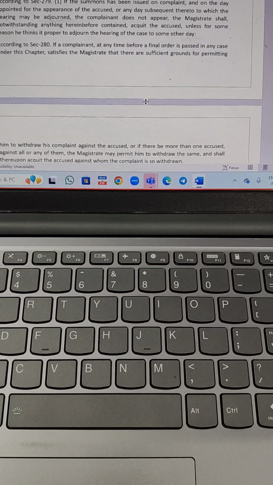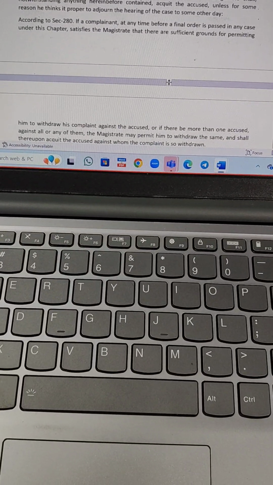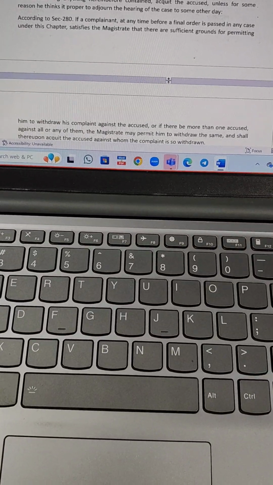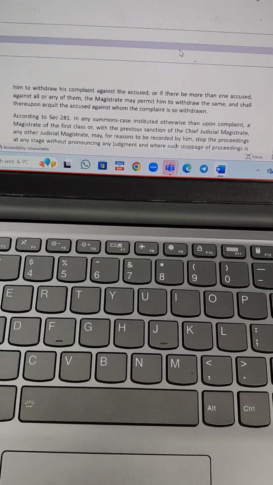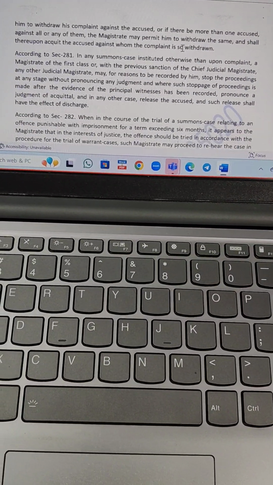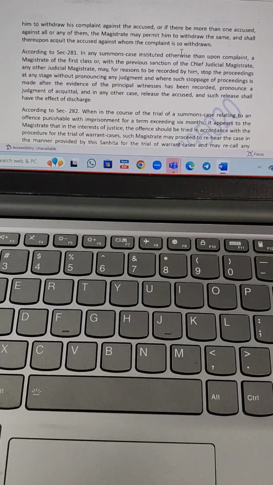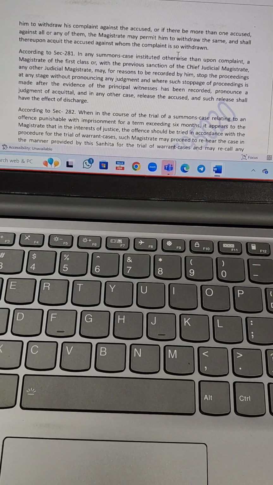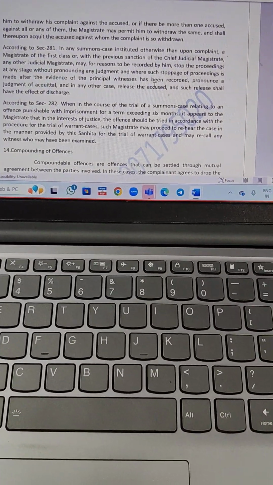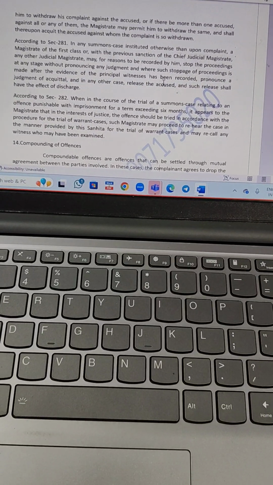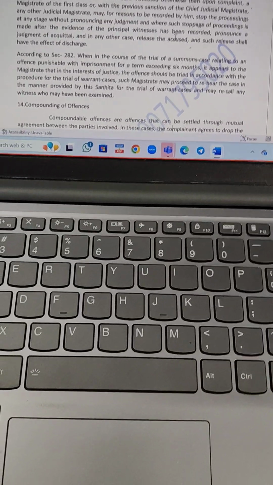Now if the complainant, at any time before the final order is passed in any case under this chapter, satisfies the magistrate that there are sufficient grounds for permitting him to withdraw the complaint against the accused person, or, if there is more than one accused, against all or any of them, then the magistrate may permit him to withdraw the same and shall thereupon acquit the accused against whom the complaint has been withdrawn. Okay. For example, if you are directly filing to the court and later you find that no, that person was not involved and you want to withdraw the name of the person, that is also allowed under section 280. Okay.